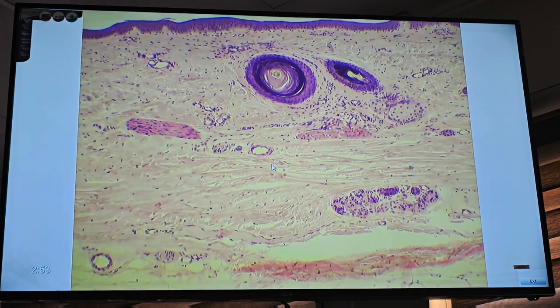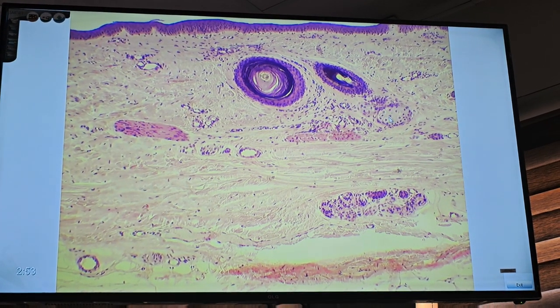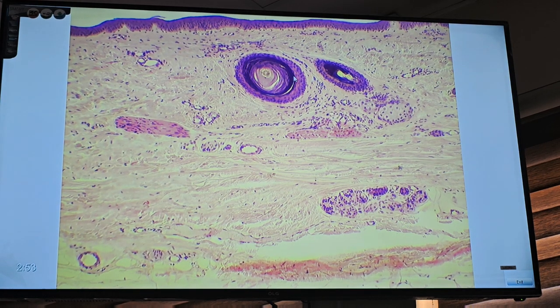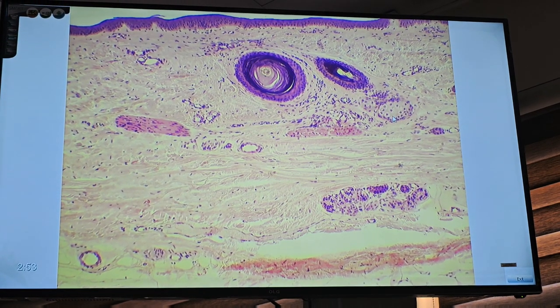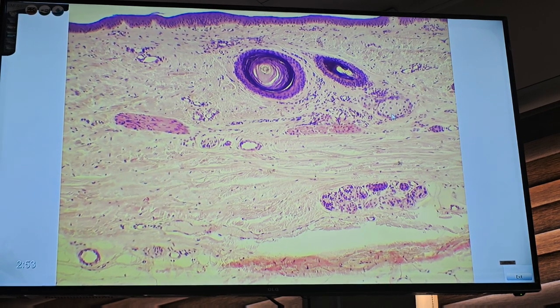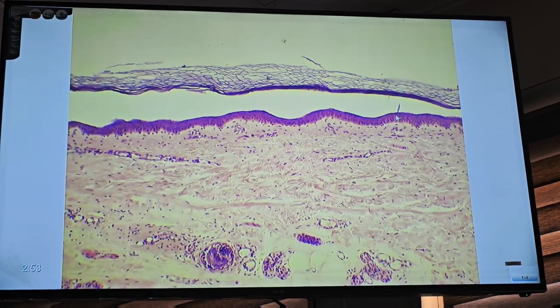Within thin skin, we can see hair follicles and sebaceous glands. This is a cross section in a hair follicle, and this is a sebaceous gland. Third slide.